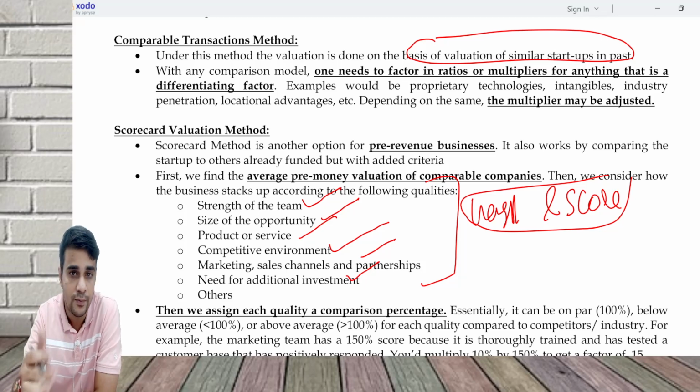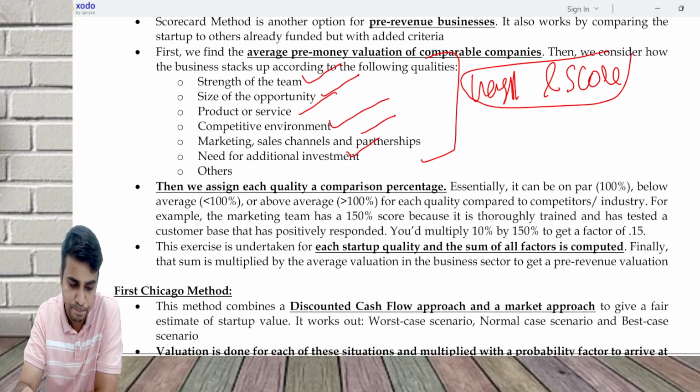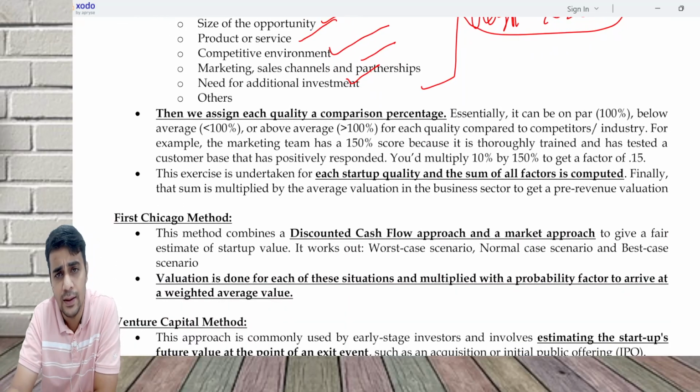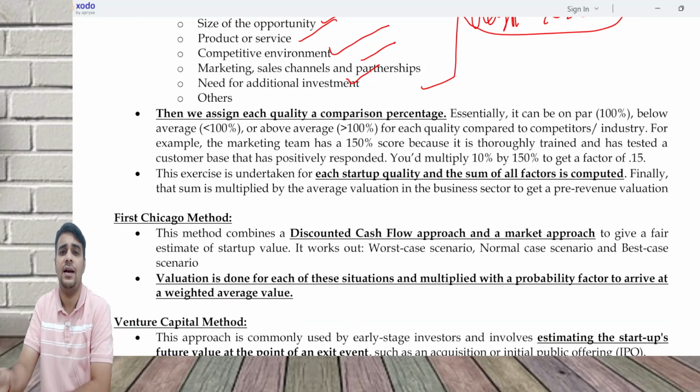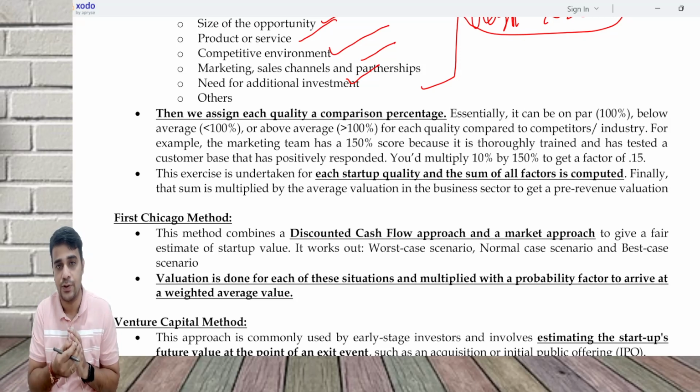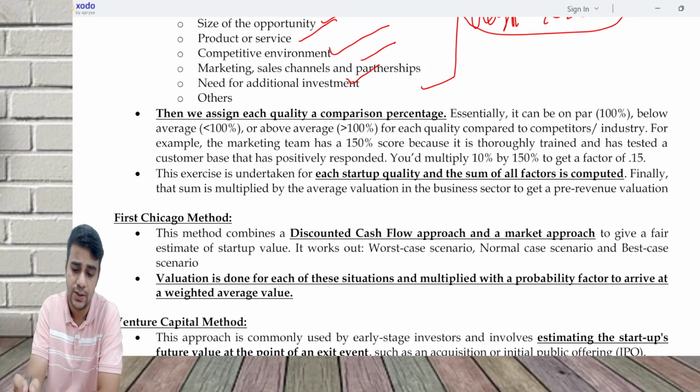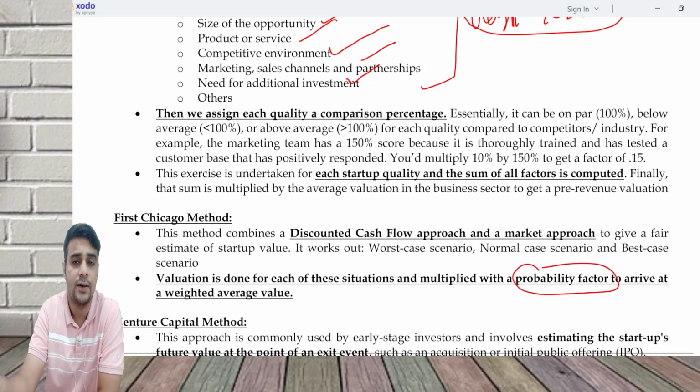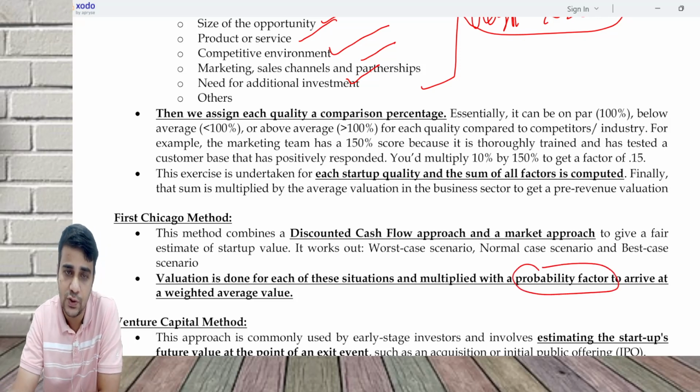You can look at that problem which we did in the class. You'll understand it better. First, the Chicago method. This method basically said, let's consider 3 different scenarios. What are the 3 different scenarios? Best case, normal case, worst case. For each scenario, do a cash flow based valuation. Best case, what is the value? Normal case, what is the value? Worst case, what is the value? And do a weighted average. Valuation is done with the probability factor to arrive at a weighted average value.